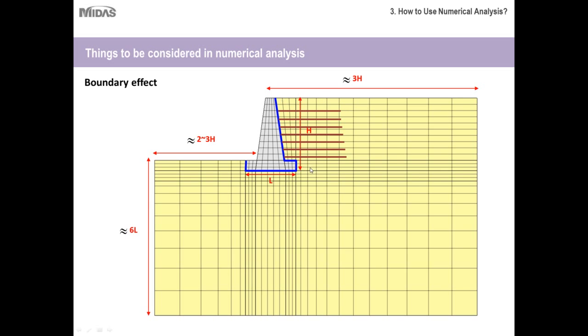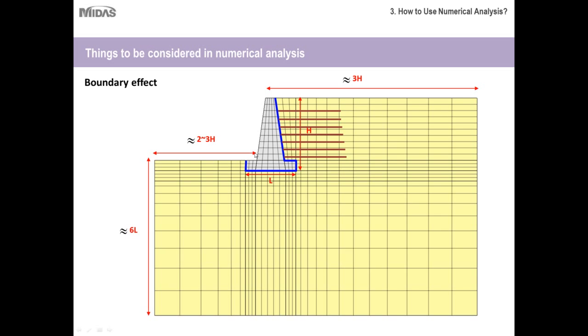And if you notice here, you'll see the height. If the height of the wall is h, then you would have to consider the extent of soil as 3 times the height of the wall. And if the length of the foundation is L, then you have to go below the foundation to approximately 6 times the length of the foundation.